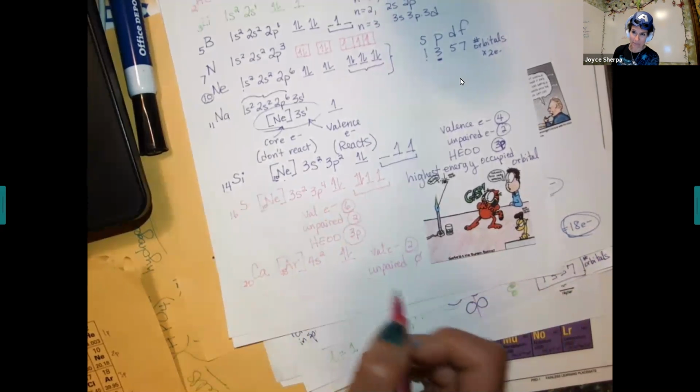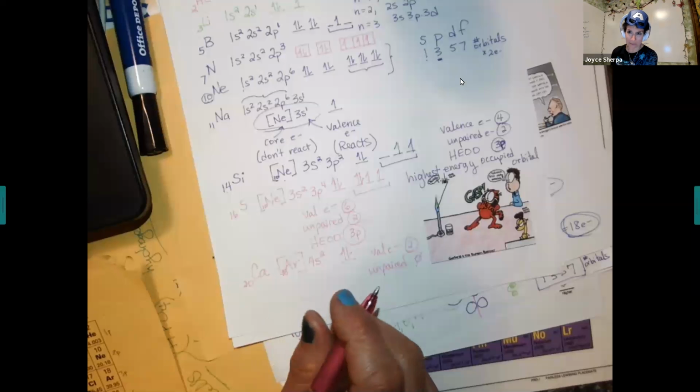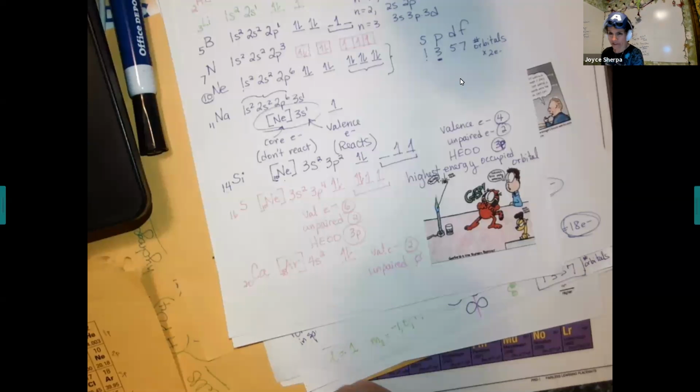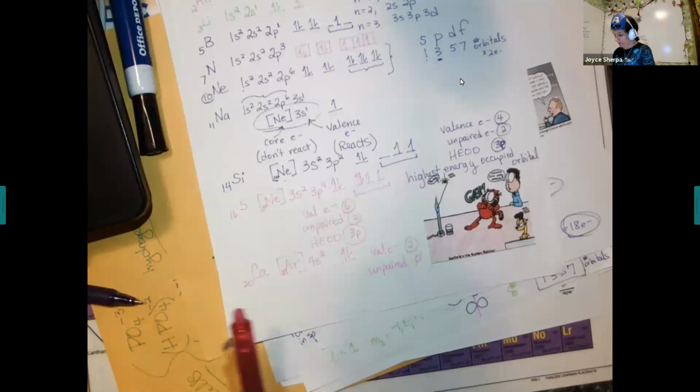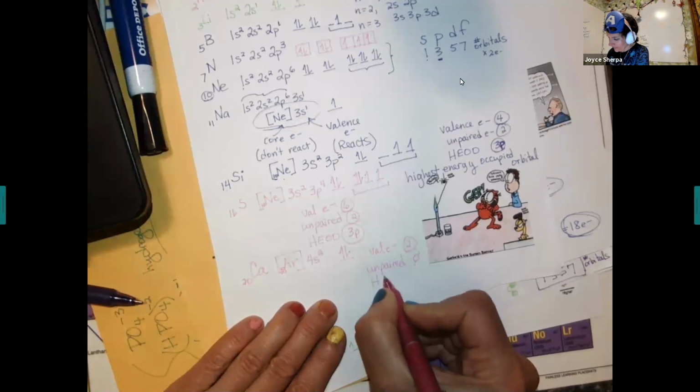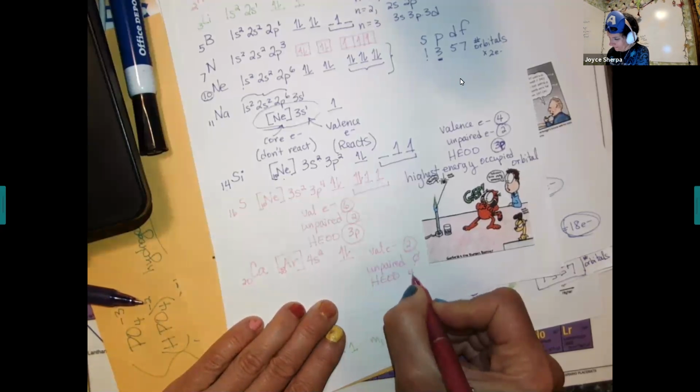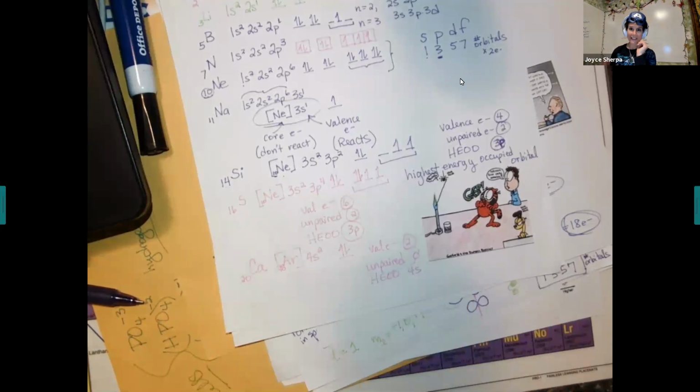Yeah, when there's 0 unpaired, that makes them actually very stable. The earth metals are actually very stable. And then the HEO is the 4s. So questions up to that point, because now the fun begins. But that's the basic idea.